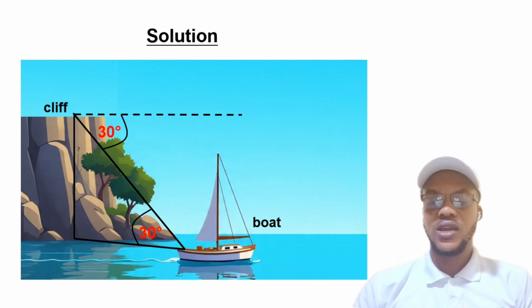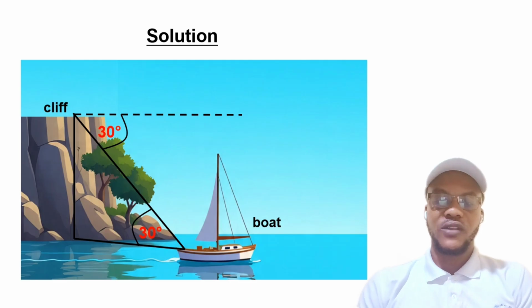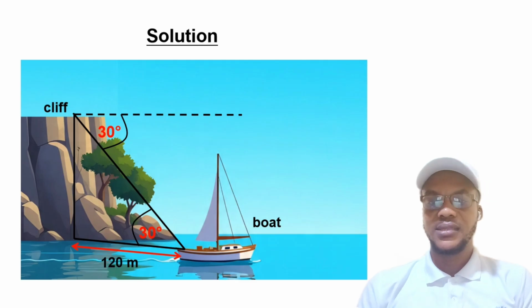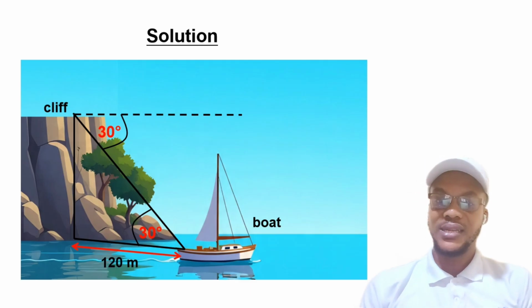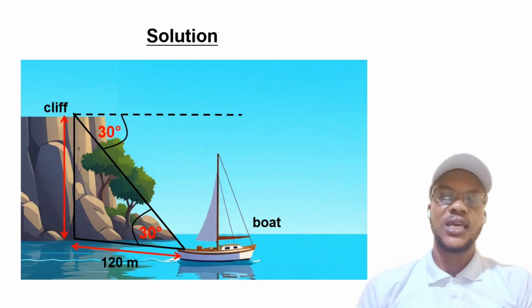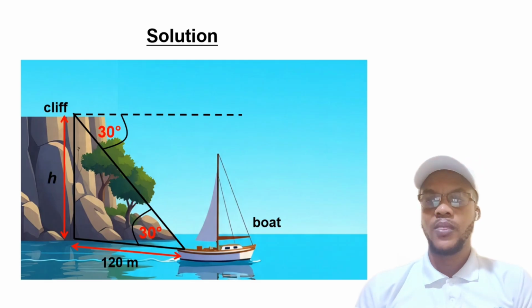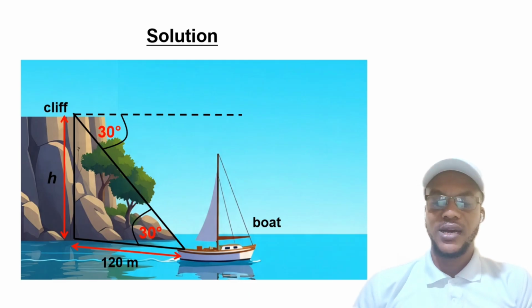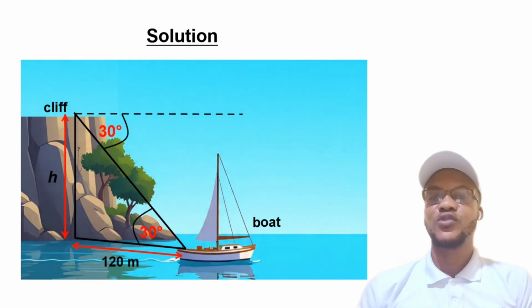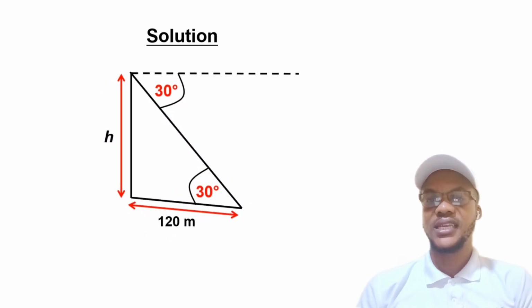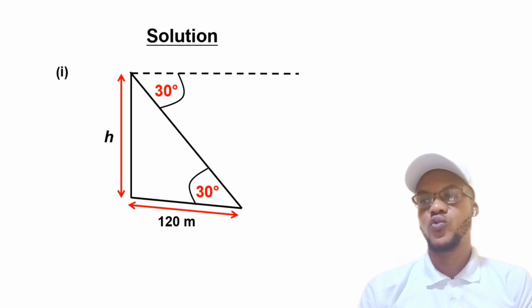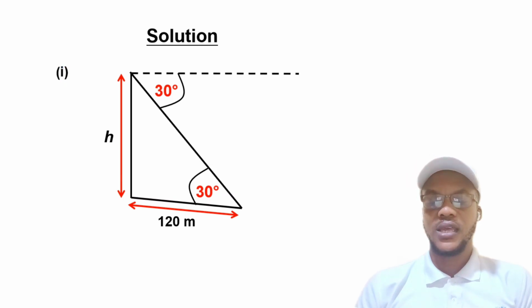Now, in the question, we're given the ground level, the distance between the foot of the cliff and the boat, as 120 meters. Let's also identify the height. We are not given the height, so we use h to represent the height. Once you're able to identify all this, remember we're asked to illustrate the information in a diagram. So this answers the first question. If you do this nice diagram, then you are done.